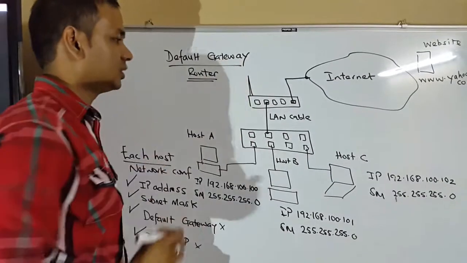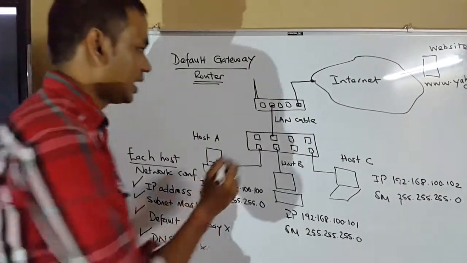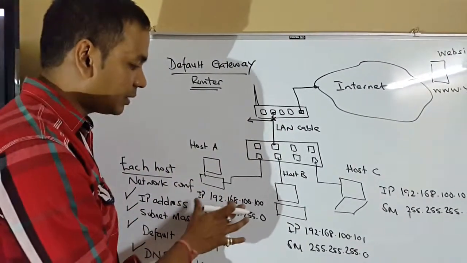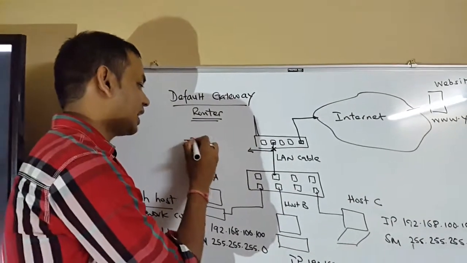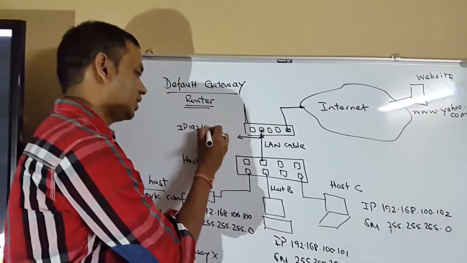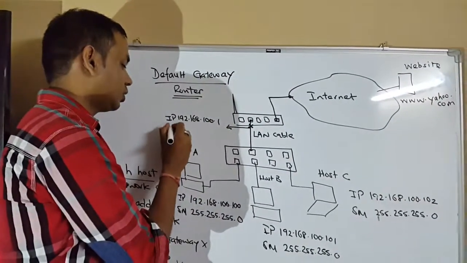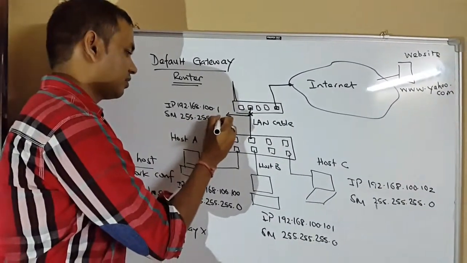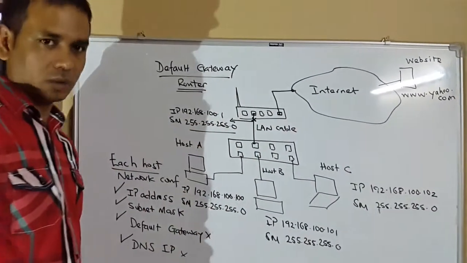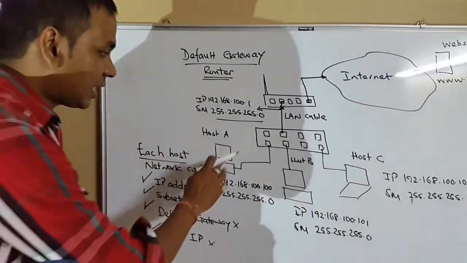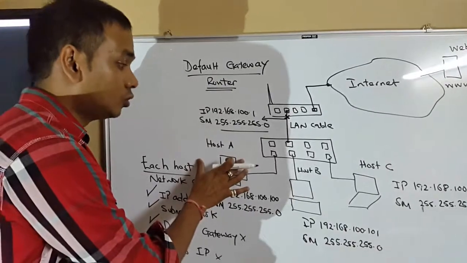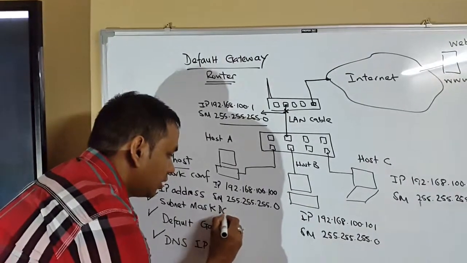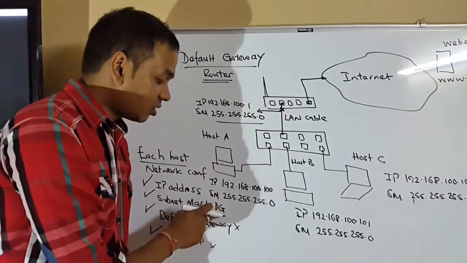Your router needs to have an IP address. There is an internal interface here on your router, and normally the IP address that starts with 1, you assign to that interface: 192.168.100.1, and the subnet mask of this router is 255.255.255.0. So if that host now wants to go to the internet, it needs to communicate with the default gateway.